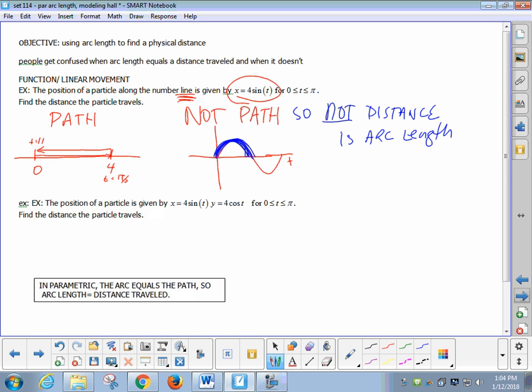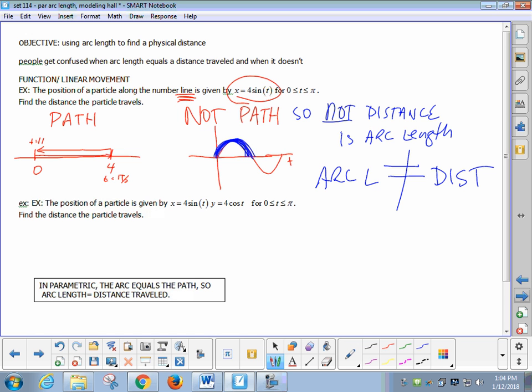Okay? Do not use arc length here. No arc length. Arc length not equal to distance. Now when you do parametric graphs, you're showing the actual movement, where it was over time.